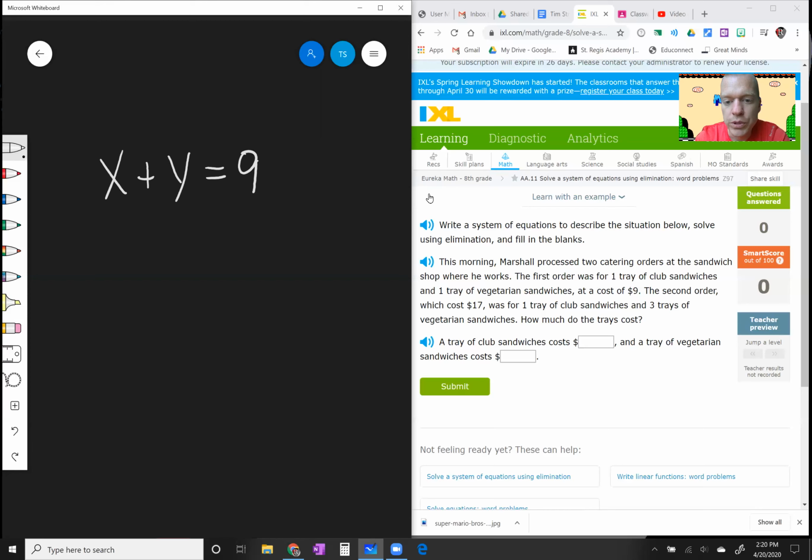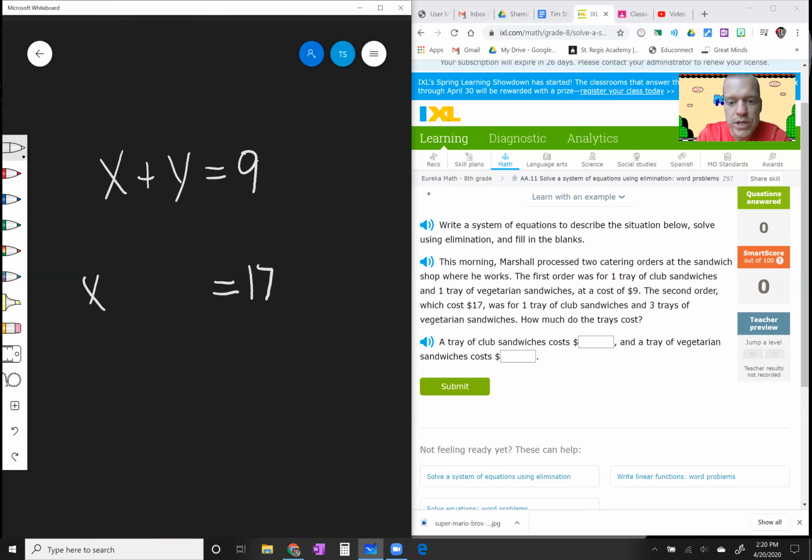The second order, which was $17, right, was 1 tray of club sandwiches, so X, and 3 trays of veggie sandwiches. So with elimination, here is what you need to try to do. You need to try to make one of these variables, your X's or your Y's, it doesn't matter which one, but you need to make them opposites. All right. So they need to be opposites.